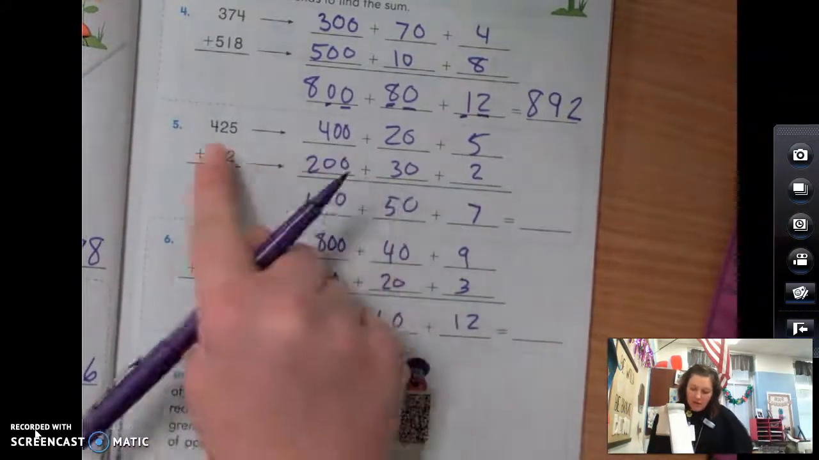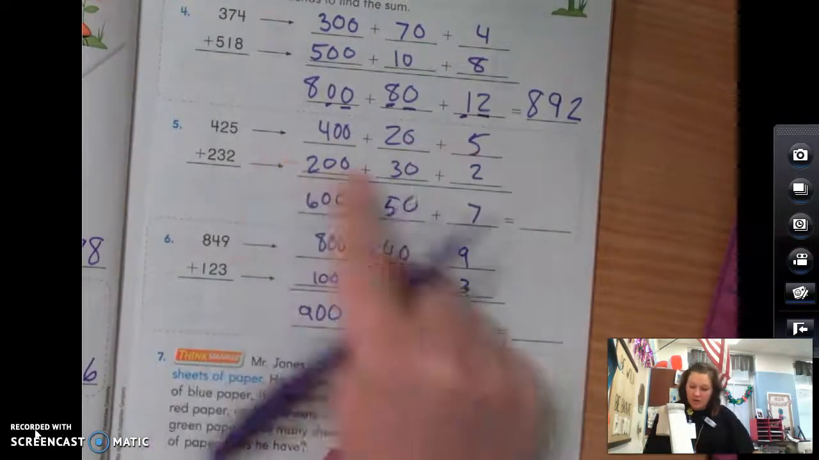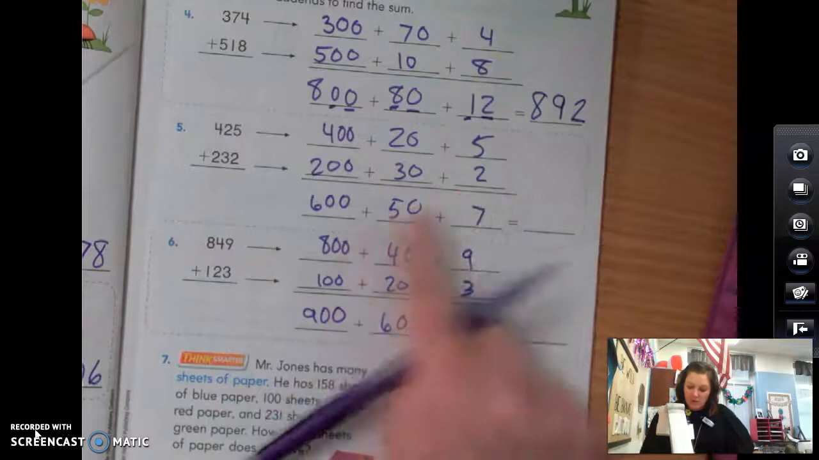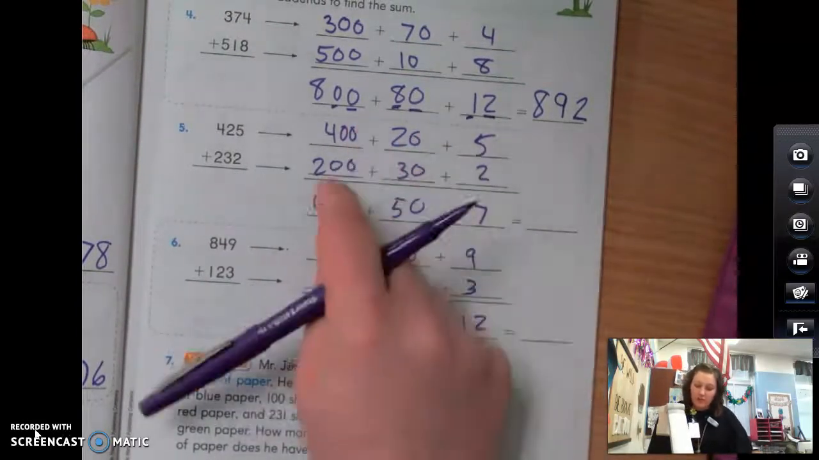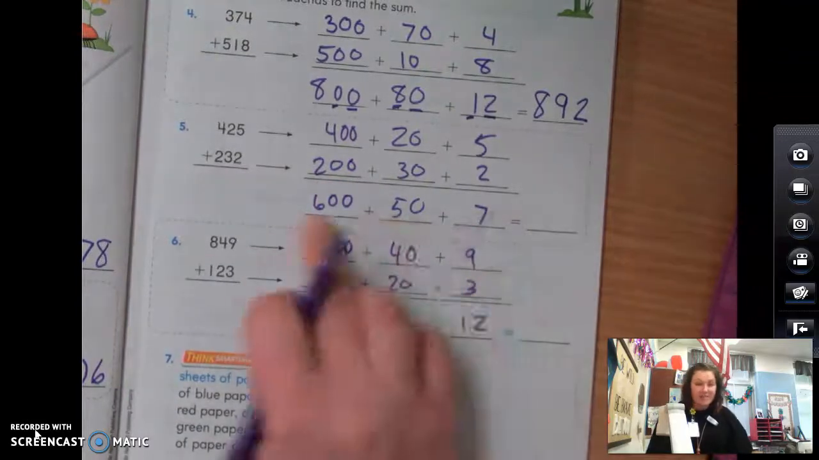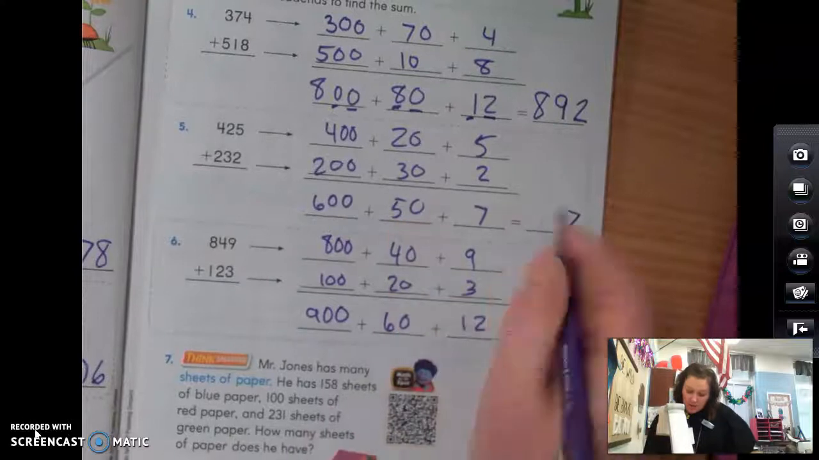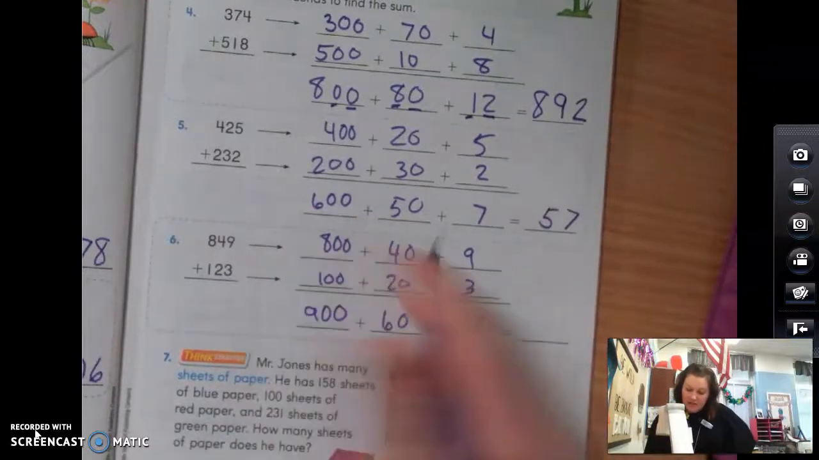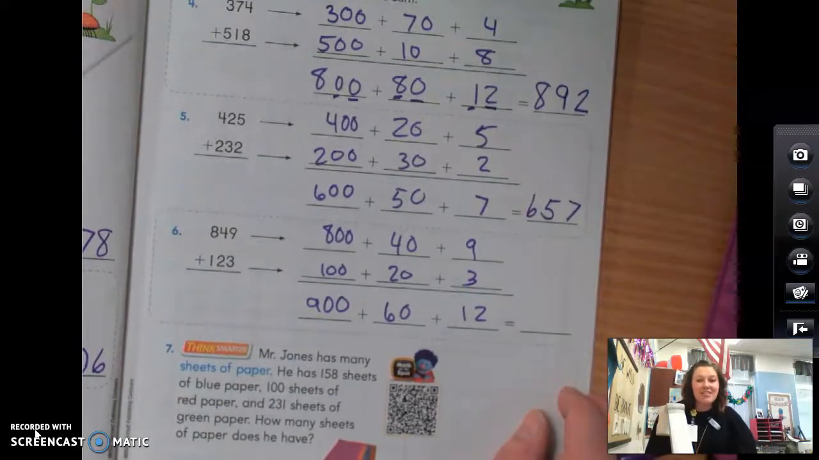All right. 425 plus 232. 400 plus 20 plus 5. 200 plus 30 plus 2. So then you add 5 plus 2 is 7, 20 plus 30 is 50, 400 plus 200 is 600. Well, this is an easy one because I only have a 7 in the ones place, I only have a 5 in the tens place, and I only have a 6 in the hundreds place. 657 should be what you got for that one.